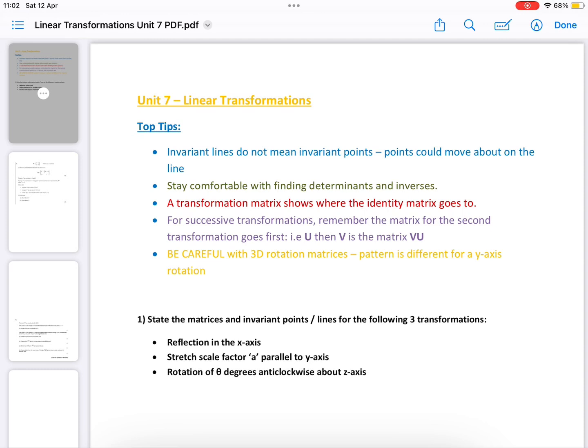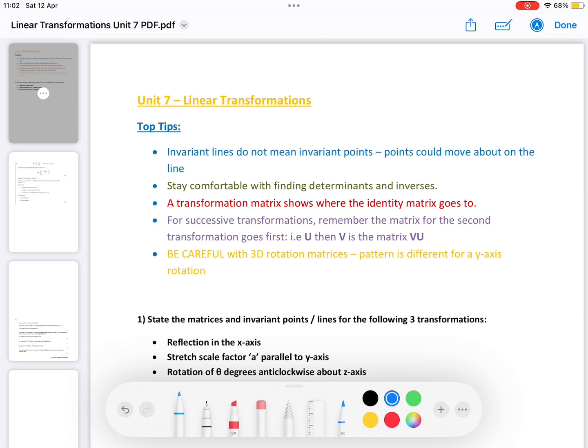And the third one is that a transformation matrix is essentially representing where the identity matrix goes to, and that's because multiplying a transformation matrix by the position vector gives the new position vector. But if you multiply anything by the identity matrix, it won't change it. So the new position vector is the same as the transformation matrix if you represent the points using the identity matrix, which is of course 1, 0, 0, 1. So this represents where 1, 0 and 0, 1 are transformed to.